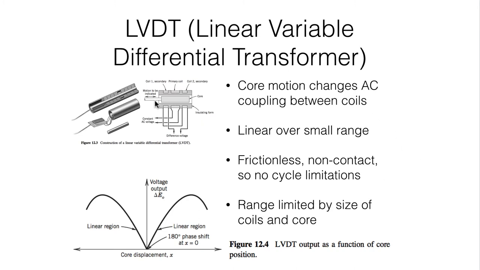So we've got a core motion that changes the AC coupling between the coils. It's linear over a small range as long as we stay in here. It's frictionless in that these don't need to actually be in contact, so there could be an air gap in there. And so we don't have any cycle limitations. And the range of position is really limited by the size of the device. So if I wanted to measure position over a distance of meters, that would be really difficult. I'd have to have a meters long linear variable differential transformer, and you won't really find those. So these are used for relatively small motions and detecting that position.